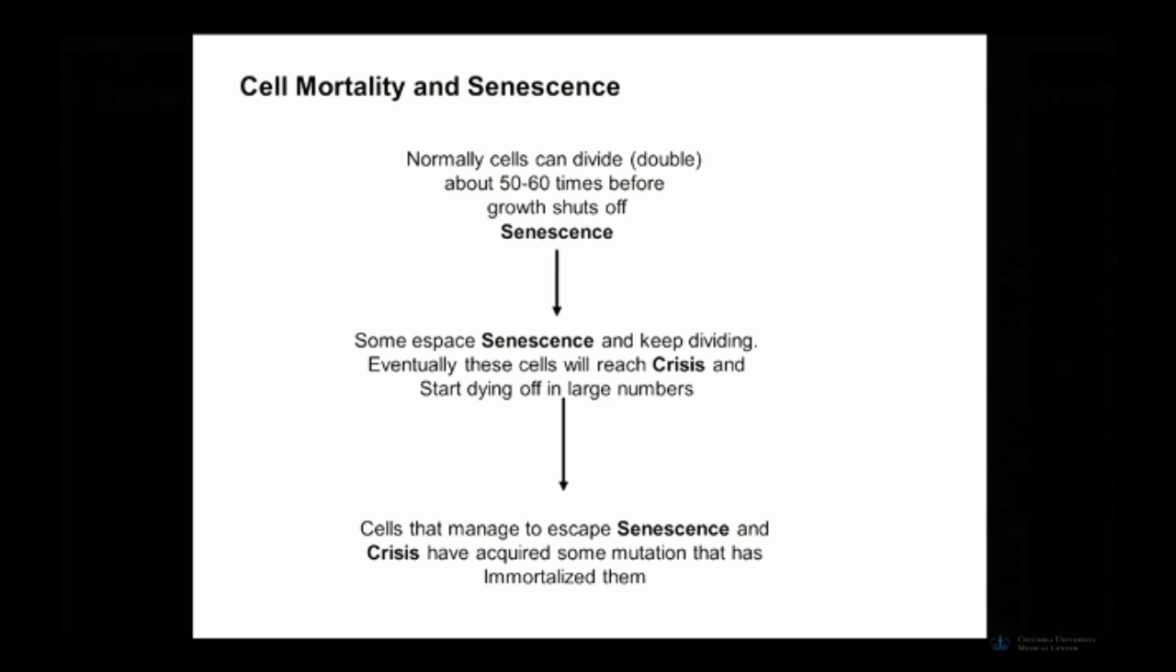So all the cells that extended beyond 50 or 60 divisions should at some point hit crisis where they all die. If a cell line divides beyond 50 or 60 and doesn't hit crisis and continues to divide, those are the cells that we talk about that have become immortalized.